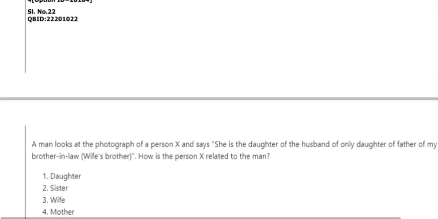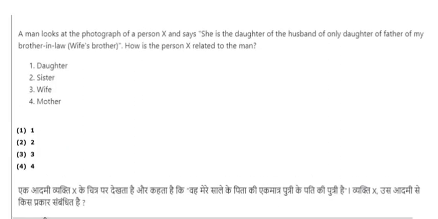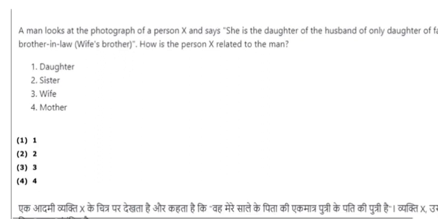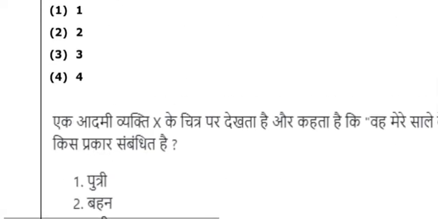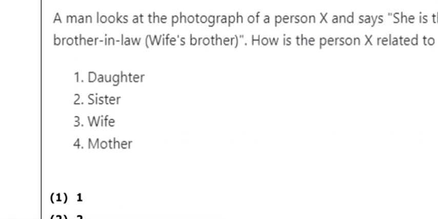Then number 22. A man looks at the photograph of a person X and says, she is the daughter of the husband of only daughter of father of my brother-in-law, wife's brother. How is the person X related to the man? Let me repeat it. It's a bit confusing question. A man looks at the photograph of a person X and says, she is the daughter of the husband of only daughter of father of my brother-in-law, wife's brother. How is the person X related to the man? Daughter, sister, wife, mother. So 22. The correct answer of 22 will be option A, daughter.